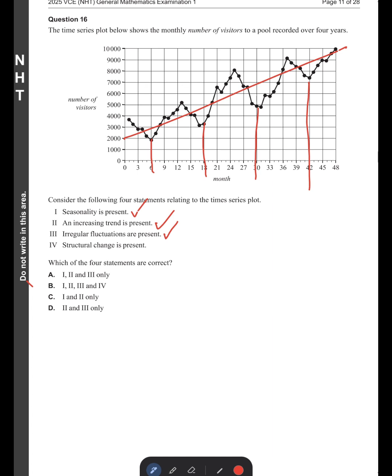And a structural change is present. Now remember, a structural change is something that looks like that. So a structural change is not present here. So it's just 1, 2, and 3 only.